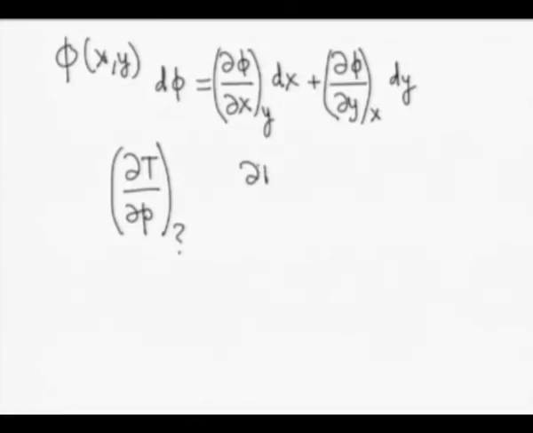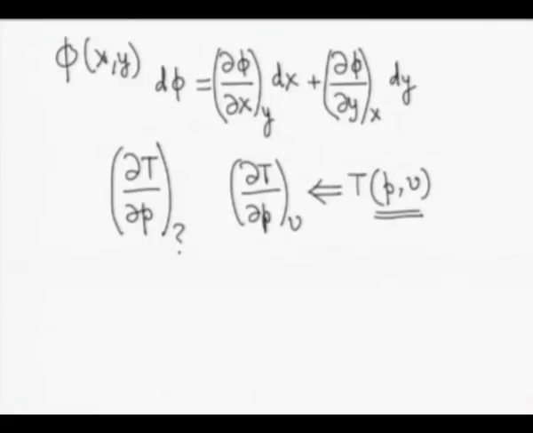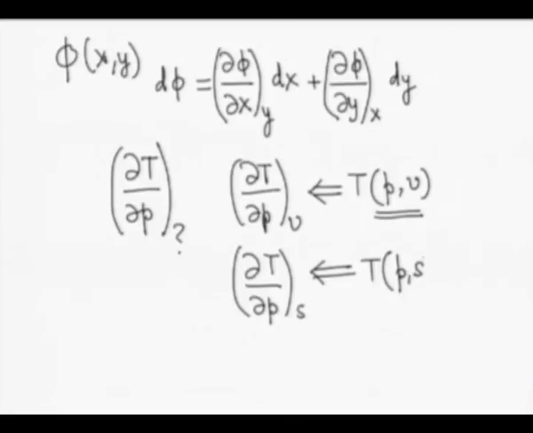It could be variation of temperature with pressure when volume is maintained constant, in which case I am considering temperature as a function of P and V. That means I have selected P and V as my pair of independent variables. Or it could even be variation of temperature with pressure at constant entropy, which would mean that I am considering temperature as a function of pressure and entropy as my independent variables.